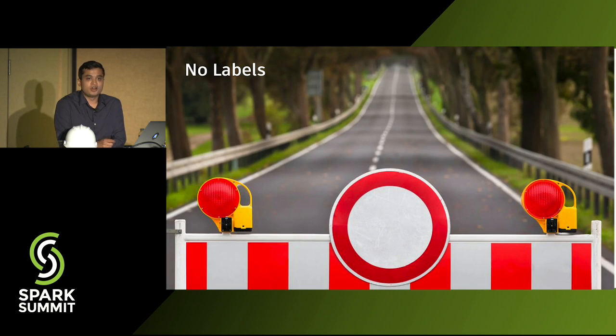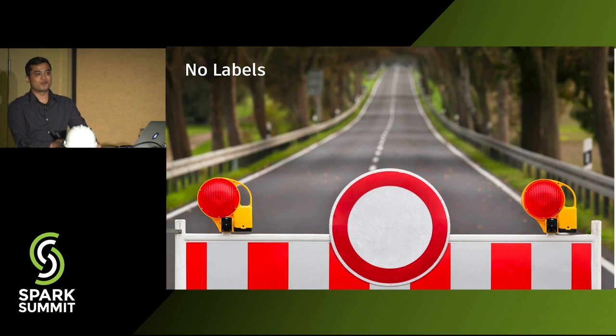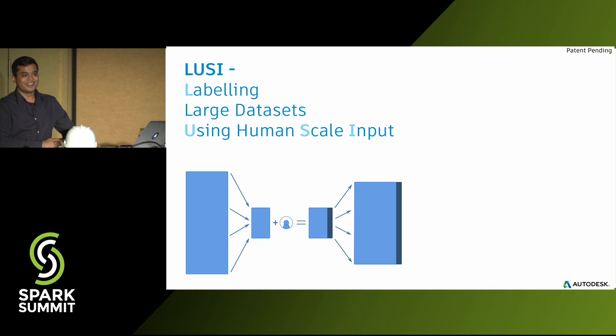Next, I want to talk about a very common problem that data scientists face. Any data scientist would tell you that a labeled data set is golden. So how do we face the same problem, that we have data sets, but they are not labeled? This is a particular solution that we use for addressing this problem, and we call it Lucy, for labeling large-scale data sets using human-scale input. Basically, Lucy tries to maximize the amount of labeled data that we can have while minimizing the amount of human input required to label that data.